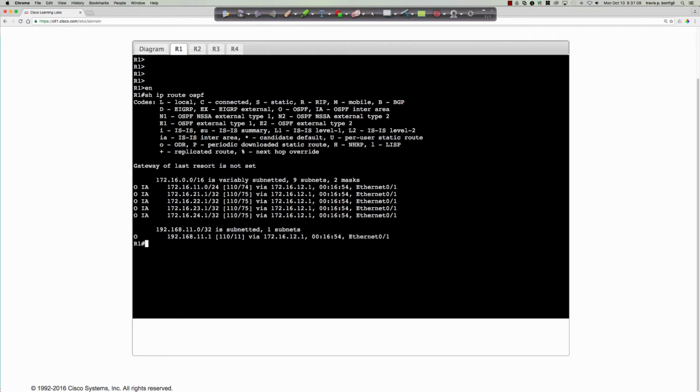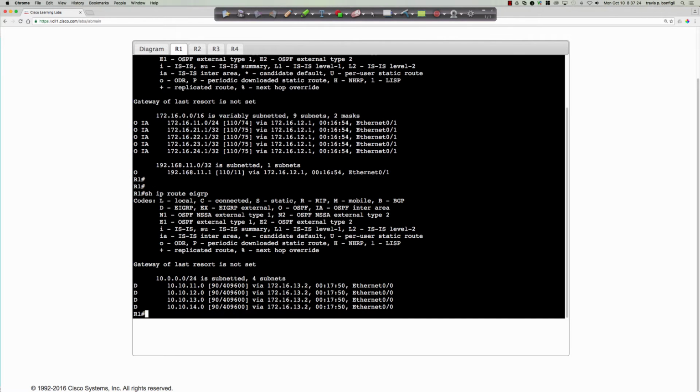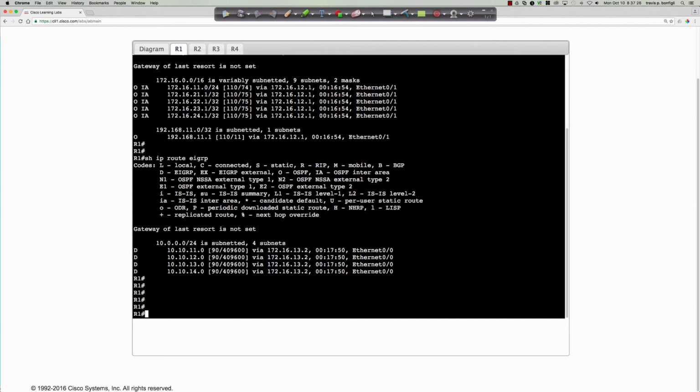We're going to start on router 1, and let's see what the routing table looks like right now. Let's go from user exec into privilege exec and say show ip route ospf. You can see we've got a number of inter-area, the O IA OSPF routes, and a single intra-area OSPF route, which is that bottom 192.168.11. What about show ip route eigrp? As you can see, router 1 has learned EIGRP networks, the 172.16.11, 21, 22, 23, and 24.